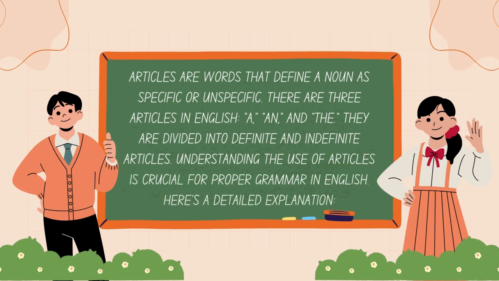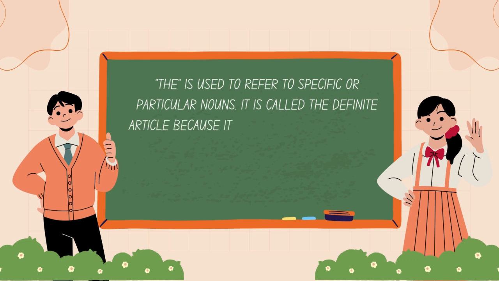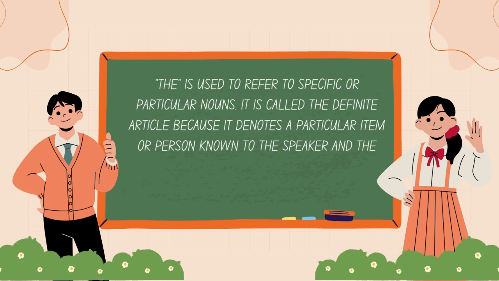Here's a detailed explanation. The definite article the. The is used to refer to specific or particular nouns. It is called a definite article because it denotes a particular item or person known to the speaker and the listener.